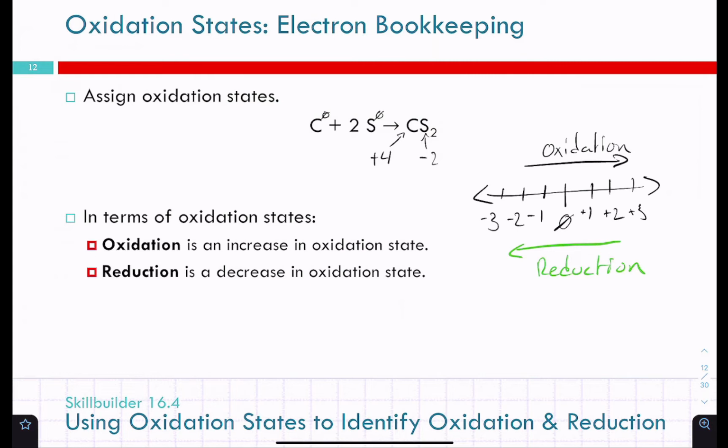If you have a hard time keeping track of the electrons and how changing charges mean electrons are being gained or lost, try to just picture this number line in your head. If we're moving to the right on the number line, that means it's being oxidized. If it's moving left, then it's being reduced. So the carbon's being oxidized because it goes from 0 to +4, and sulfur is being reduced because it goes from 0 to -2.